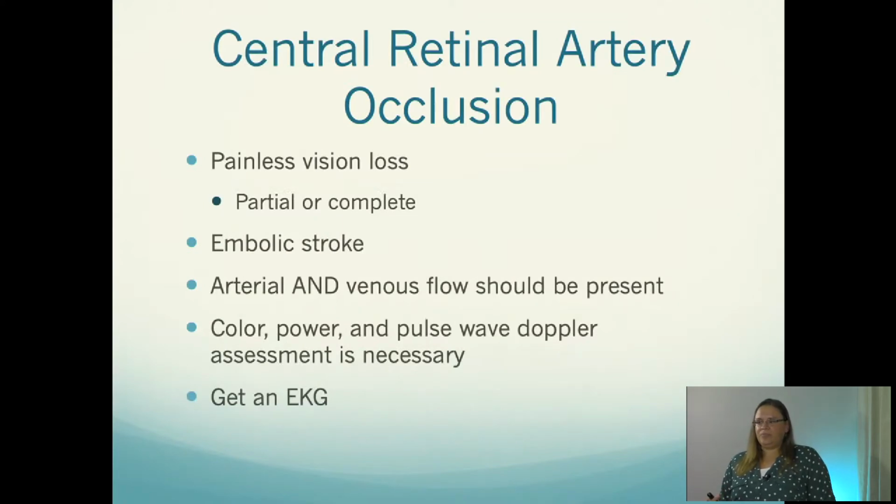So typically, again, painless vision loss may be partial or complete, especially if it's a branch of the central retinal artery that's occluded versus the main. It's considered a form of embolic stroke. And when you're doing your ultrasound, you should be able to see both arterial and venous flow present. When you're assessing, you need to use 3 different kinds of Doppler: color, power, and pulse wave Doppler, and we'll go over those briefly. And it is important with these patients that you get an EKG to look for that new onset AFib.